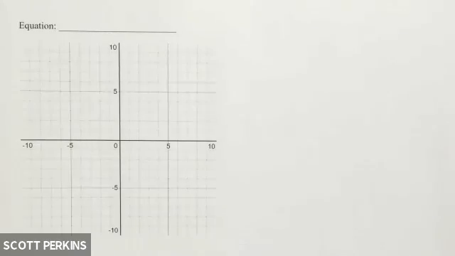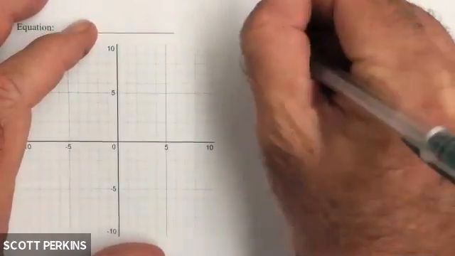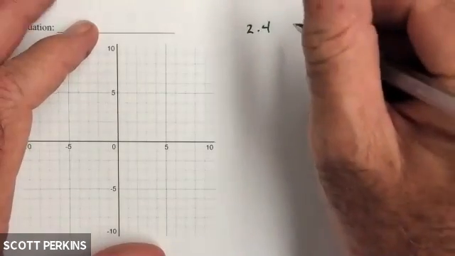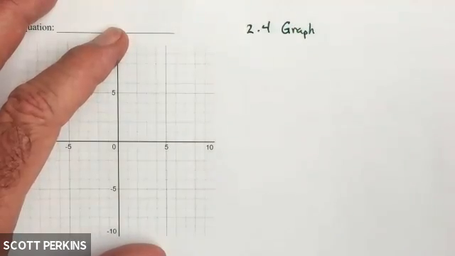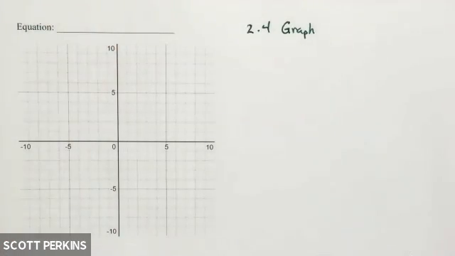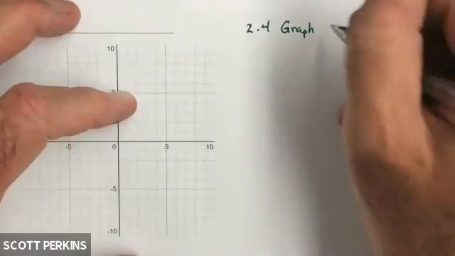We go. Now we're looking at our last section, section 2.4. What we are going to do is graph again. We talked about graphing for 2 sections, and this time we are going to graph inequalities.